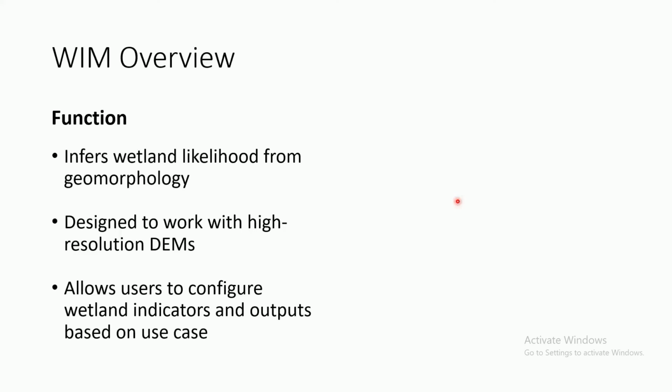All right, so an overview of WHIM's functionality. WHIM aims to infer wetland likelihood mainly from geomorphology. That is because in its baseline implementation, it works with high-resolution DEMs. However, it's designed to be very configurable, very flexible, such that users who do have access to higher-res imagery or higher-res land cover data are able to include that along with the baseline WHIM inputs and really configure it to be the best fit for their use case.